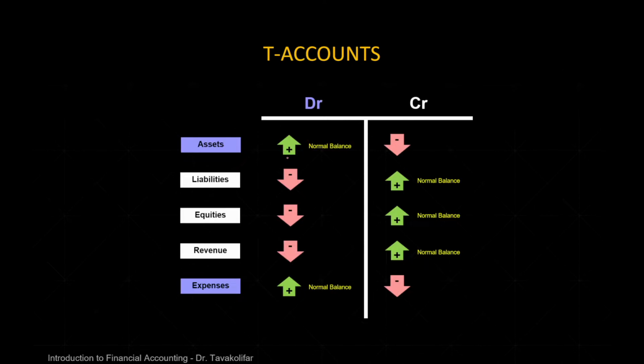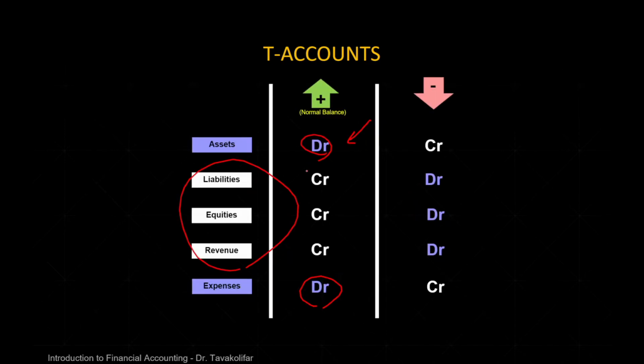Normal balance of an asset account is debit. Normal balance of a liability account, like accounts payable, is credit. Normal balance of an expense, like utility expenses, is debit. Once again, the normal balance is the side, either left or right, either debit or credit, that increases the balance of an account.